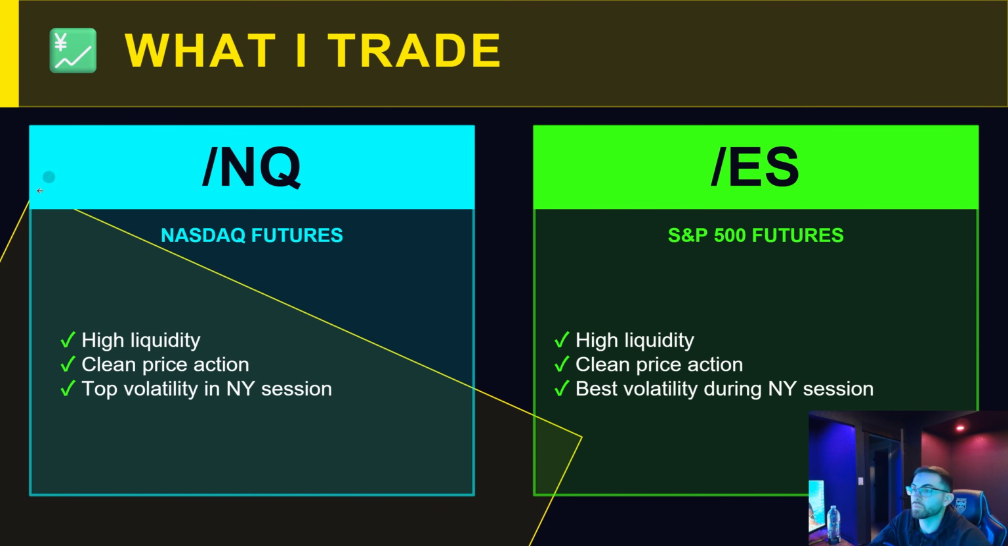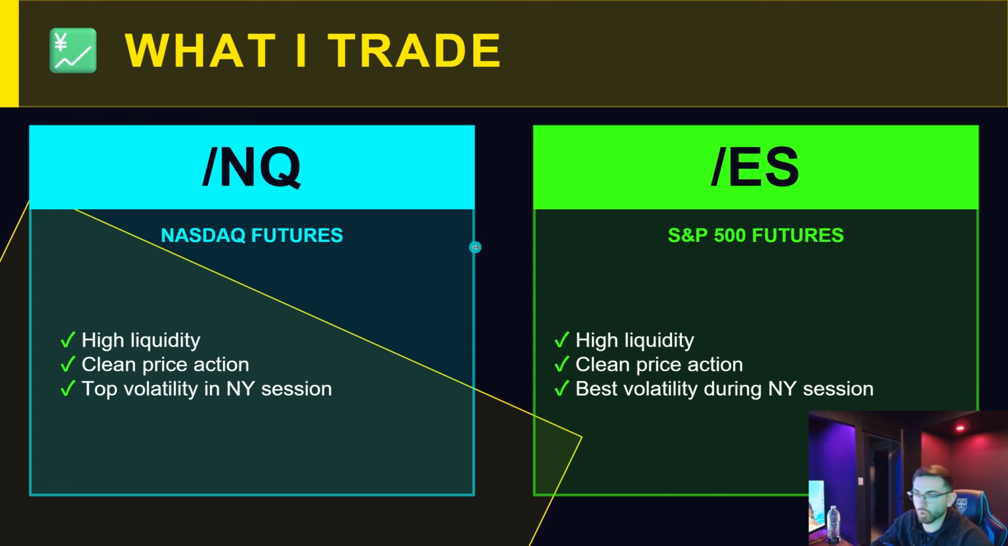Now, here's personally what I focus on and what I trade. I mainly trade the NASDAQ futures as well as the S&P futures. And the reason I focus on these is because they have extremely high liquidity, very clean price action, and they move a lot during the New York session. Now, for me personally, most of my trades happen between 9:30 a.m. and 11 a.m. EST. That's when real volatility enters the market. Now, I do want to say this system, it works on any futures instrument.